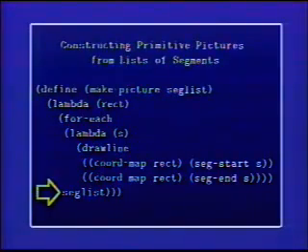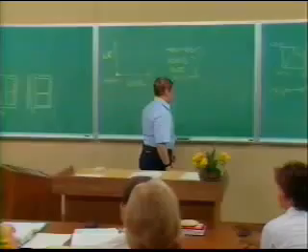And now remember again, a picture is a procedure that takes a rectangle as argument. So when you hand it a rectangle, this is what it does. It draws those lines. So there's how to actually use this thing. Just to make it a little bit more concrete.